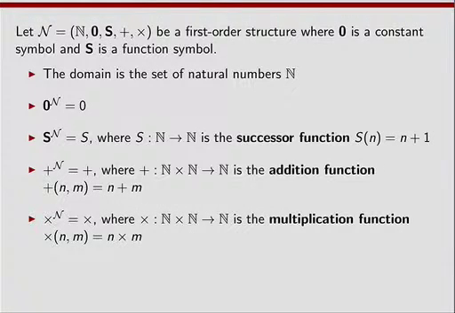Now, just to be very clear about the intended structure, our intended structure is the natural numbers with 0, successor, plus, and times. So this is a first-order structure. 0 is a constant symbol, s is a function symbol, as are plus and times. So the domain is going to be the set of natural numbers. This is our intended structure. The interpretation of 0 is, of course, the number 0. The interpretation of s is the successor function, so you just add 1 to a natural number. The interpretation of plus is plus.